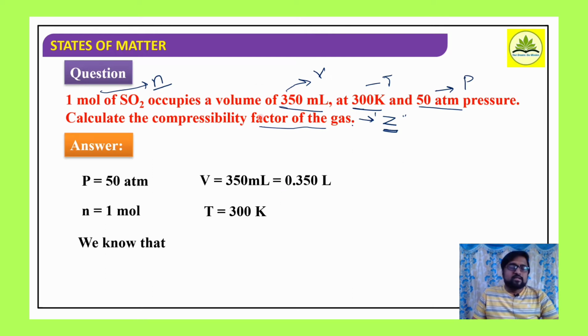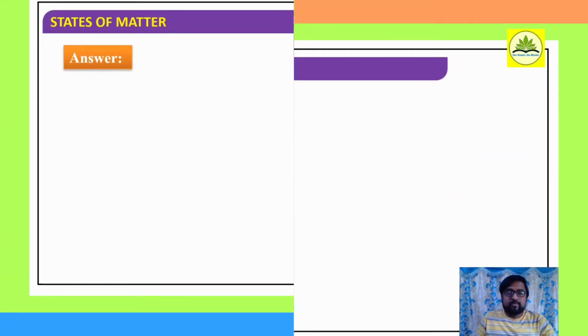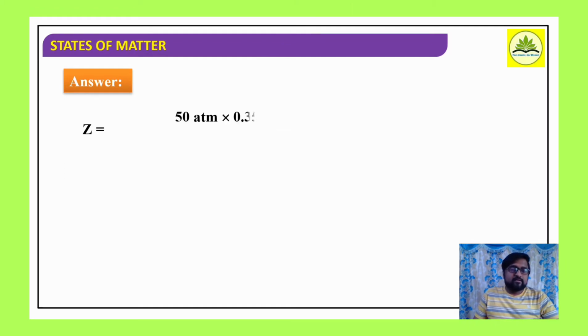Compressibility factor Z is given by, what is the formula? PV divided by nRT. PV by nRT gives the compressibility factor, or even the volume of a real gas to the volume of an ideal gas also gives the compressibility factor. So for the given data, Z is equal to PV by nRT, right?